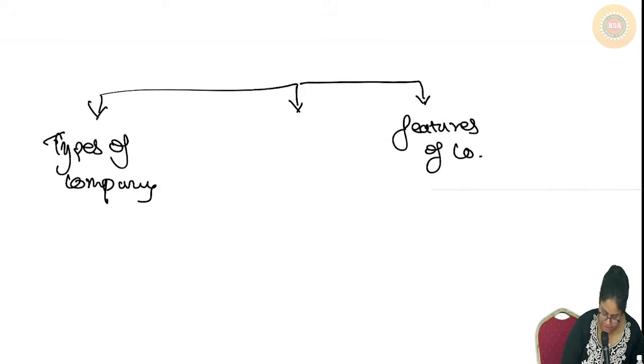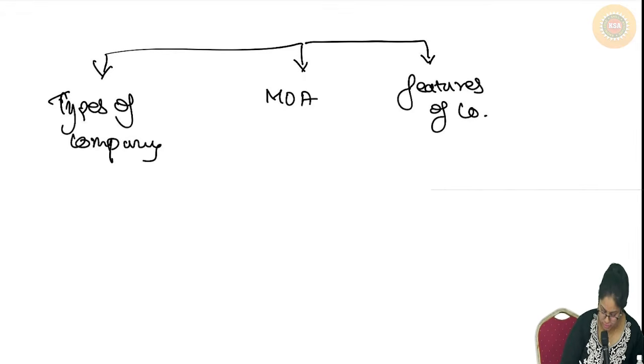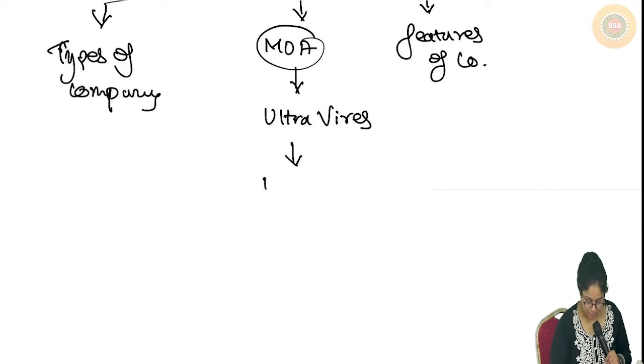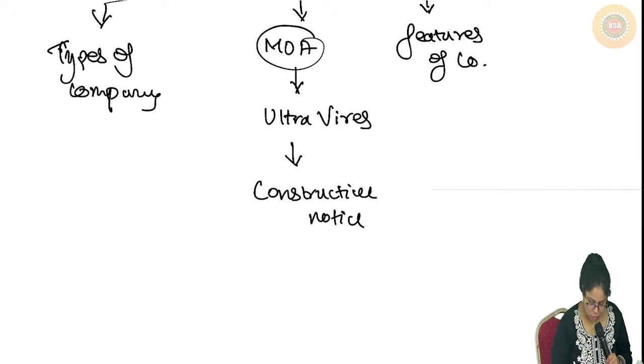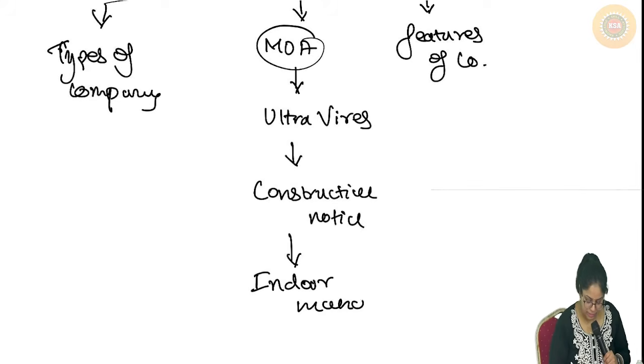Now, we'll read something called an MOA, which is nothing but Memorandum of Association. Once you understand this concept, the related concept is ultra vires. Then its exception is, not its exception, it is based on the concept of constructive notice, and its exception is indoor management. If you complete this chunk, almost the Companies Act is done.